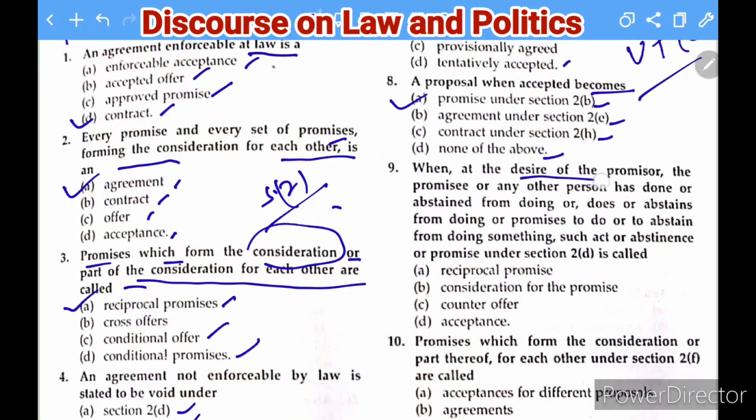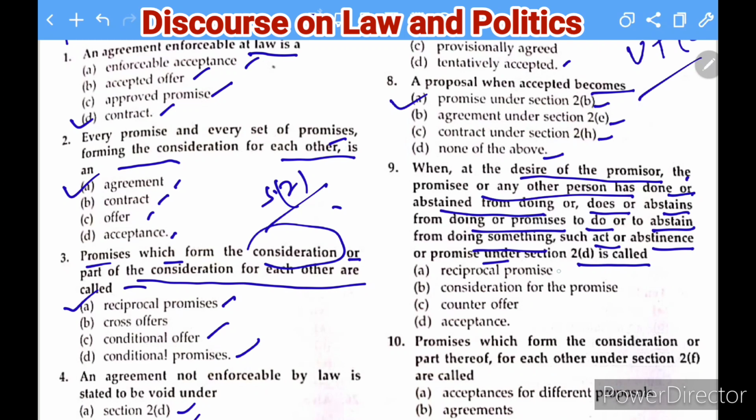When at the desire of the promiser, the promisee or any other person has done or abstained from doing, or does or abstains from doing, or promises to do or to abstain from doing something, such act or abstinence or promise under section 2 is being called. This is a very important question. You all know the answer, so just give the answer immediately.